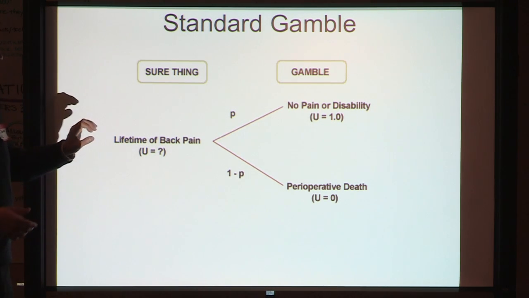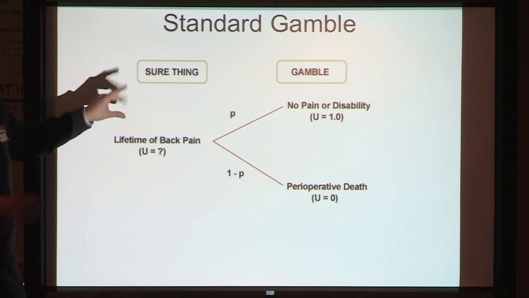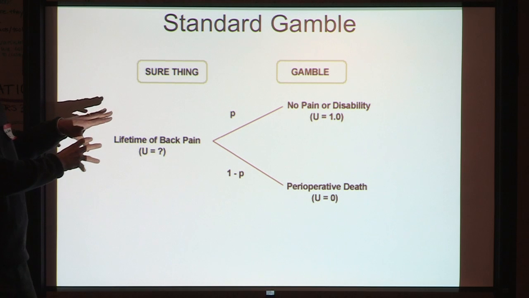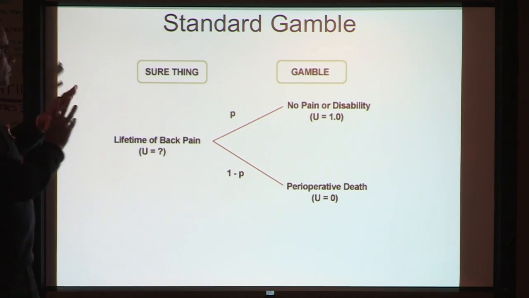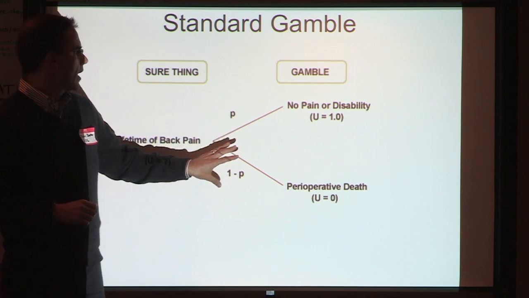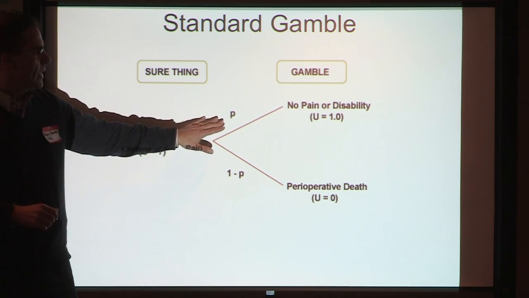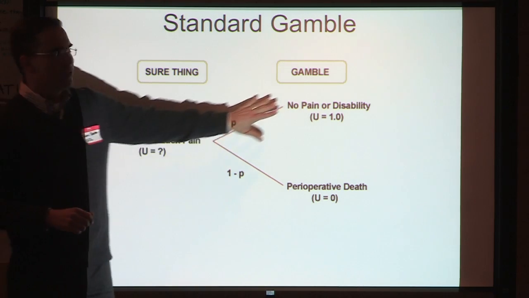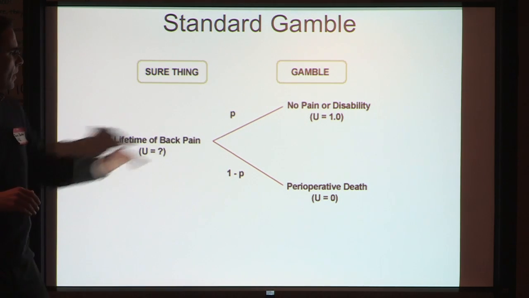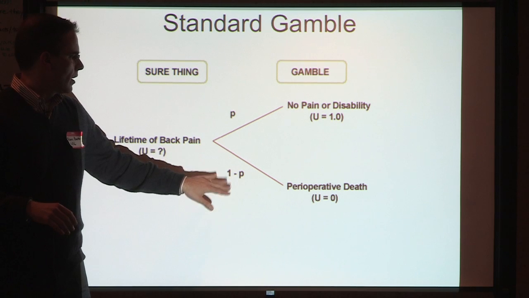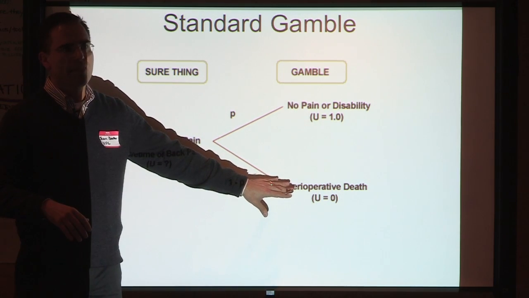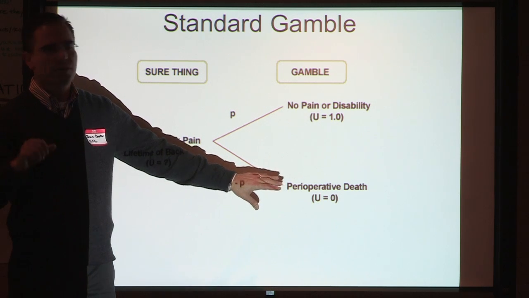Your options are what's called the sure thing, which is that you stay in the state that you're trying to value. So you stay with back pain. Option A is stay with back pain. Option B is a treatment that has a probability P of returning you to full health, no disability, no problems, for however long it's set at. And it has a complementary 1 minus P probability of perioperative death. So maybe a 1% chance of death, a 2% chance of death.